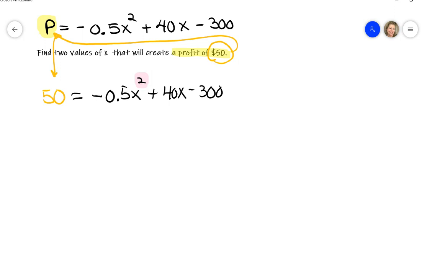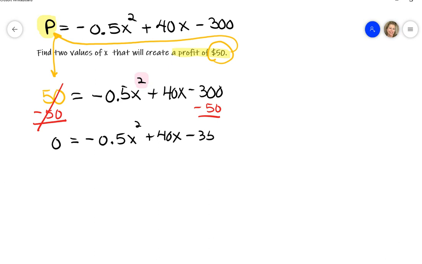It says find two values of x that will create a profit of $50. So put the 50 where the p is. You now have a quadratic equation. Step one to solving any quadratic is make sure that it's set equal to 0. So I'm going to have to subtract this 50 over. Because 50 minus 50 cancels, and bam, there is the 0. Now, once you set it equal to 0, you can either try to factor it or just use the quadratic formula. Negative 300 minus another 50 is a negative 350.